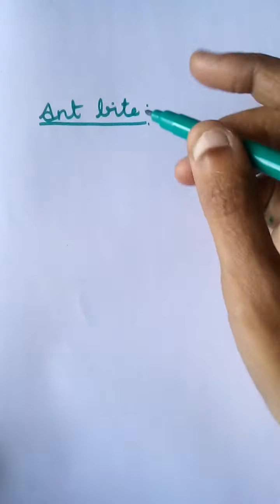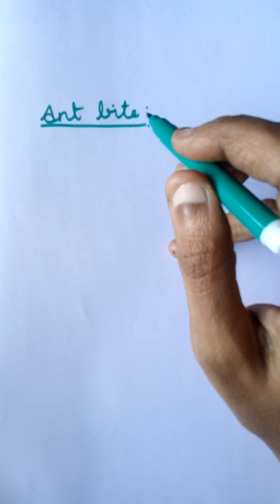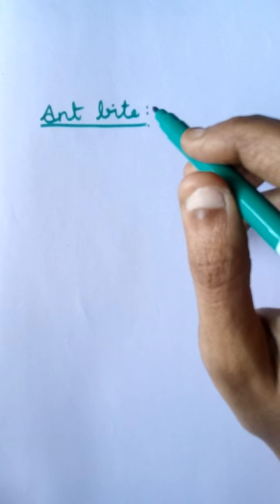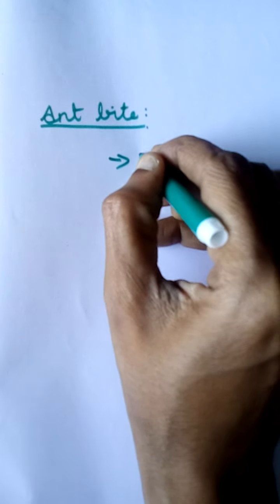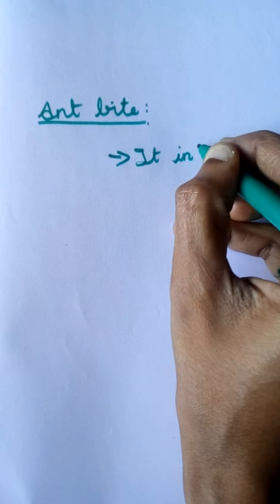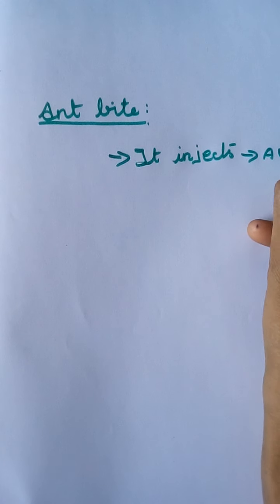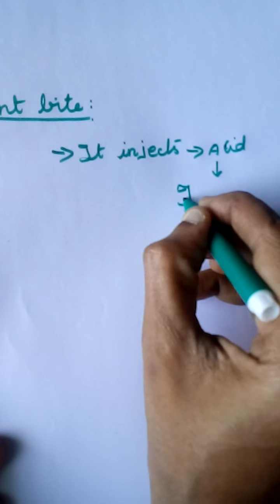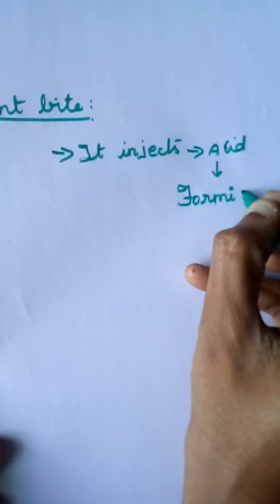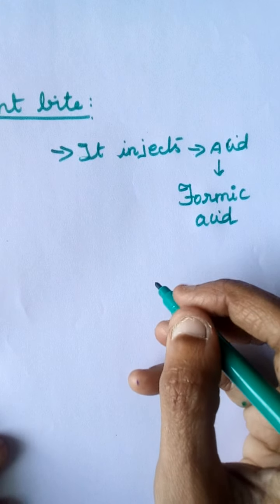What is meant by ant bite? When an ant bites, it injects acid, formic acid, into the skin. Which acid? Formic acid.